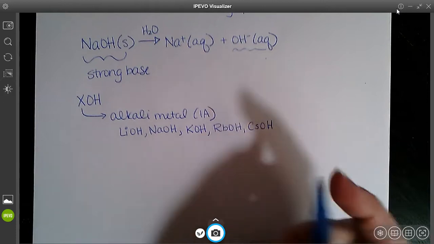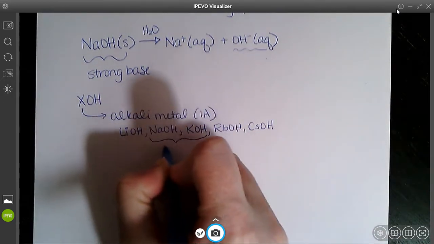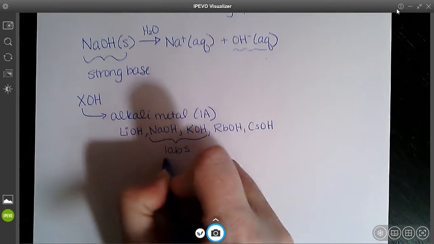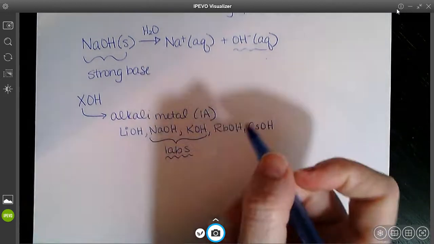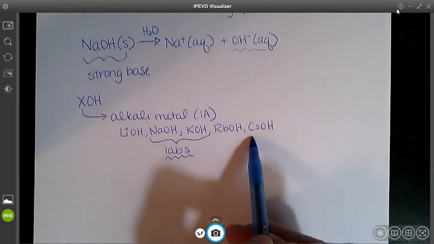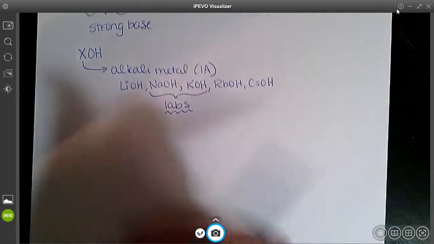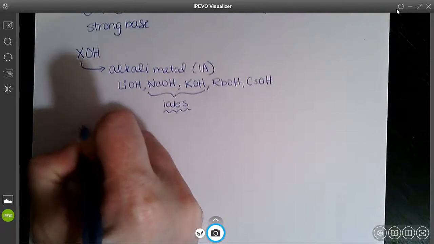They're all really strong bases, but these two, NaOH and KOH, are the ones you're going to see used in labs, and the reason is they're the easiest to acquire. The others, lithium hydroxide, rubidium hydroxide, cesium hydroxide, you might have those in the lab. They're still very strong bases, but they're really expensive, so you're not going to see them used so much in your labs.